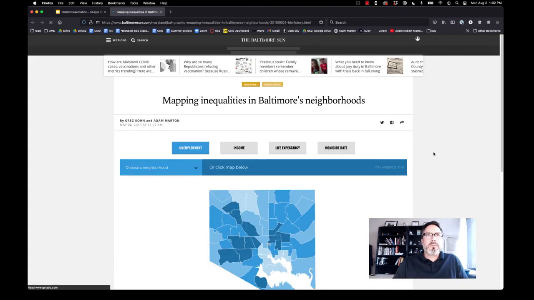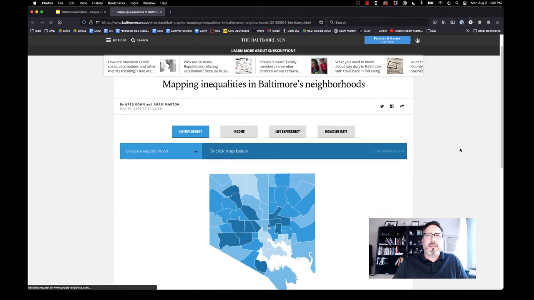So one of the first maps that I did that looked at this was a map that I worked on at the Sun with my colleague Greg Cohn that we called Mapping Inequality in Baltimore Neighborhoods. We made this in 2015, and it works with the Baltimore neighborhood data, which I love and I'll talk about more in a couple minutes. What this does is it maps out 4 different factors over Baltimore neighborhoods: unemployment, income, life expectancy, and homicide rate.